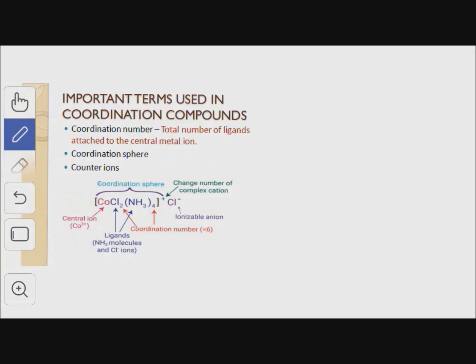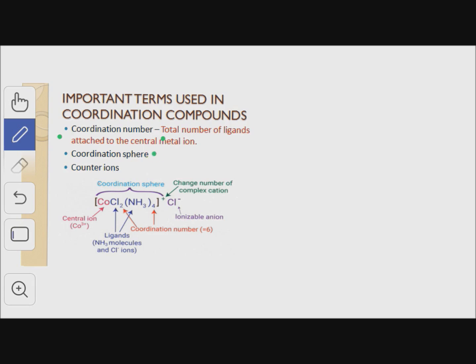Next are important terms used in coordination compounds. First one is coordination number. Coordination number means the number of neighboring atoms attached to the central metal ion. Here in coordination compounds, it is the total number of ligands which are directly linked to the central metal ion. They show the coordination number.